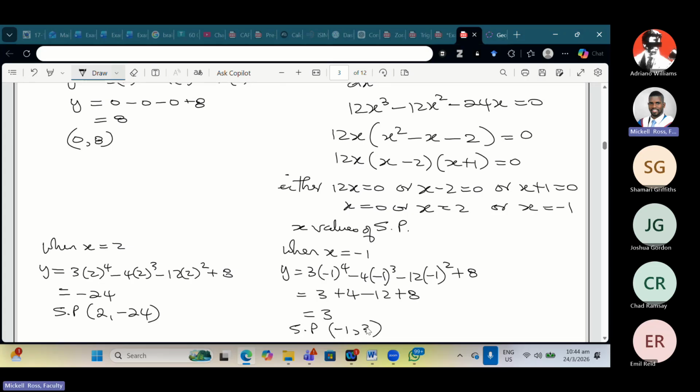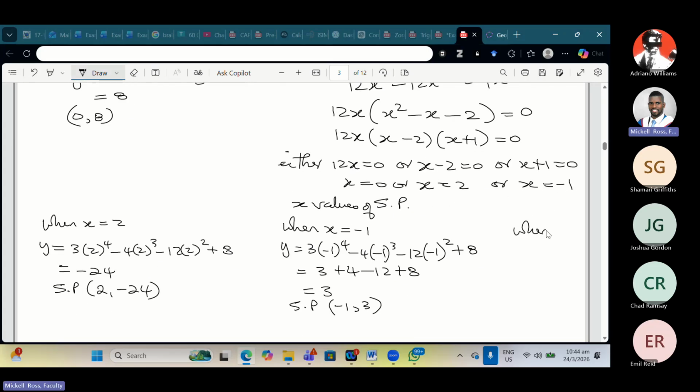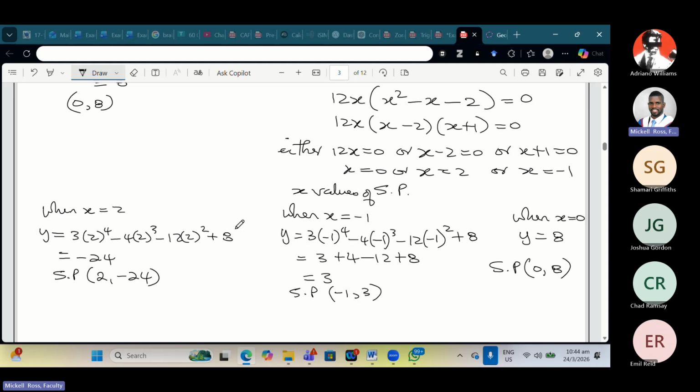All right, so we can just write it over here: when x is equal to 0, y is going to be equal to 8. So the stationary point is going to be 0, 8. So we have 3 stationary points or 3 turning points. It just so happens that the y-intercept is also a stationary point. All right. So we can go ahead now and find out where we have the maximum, minimum, and so forth.